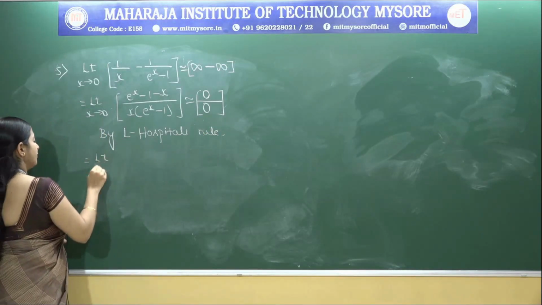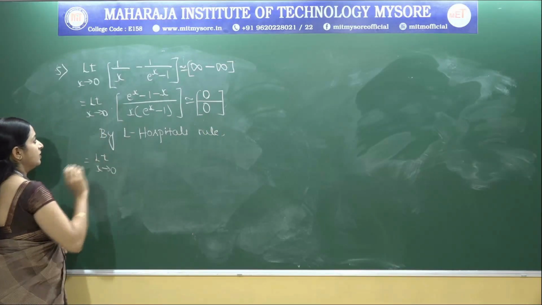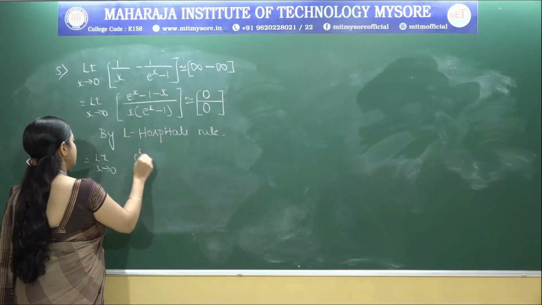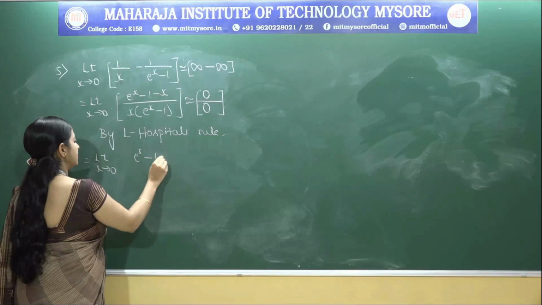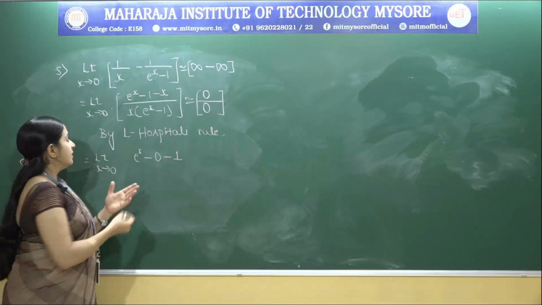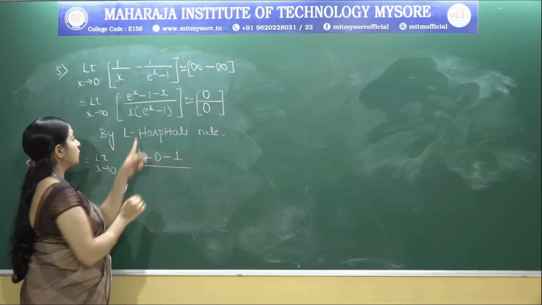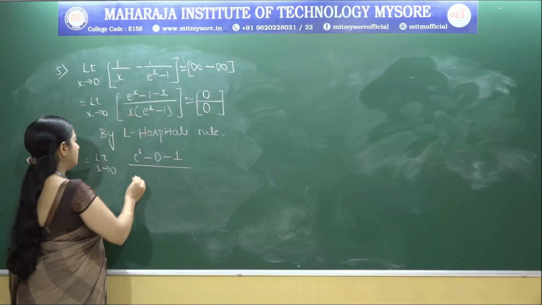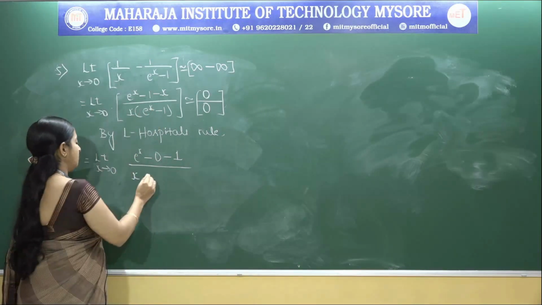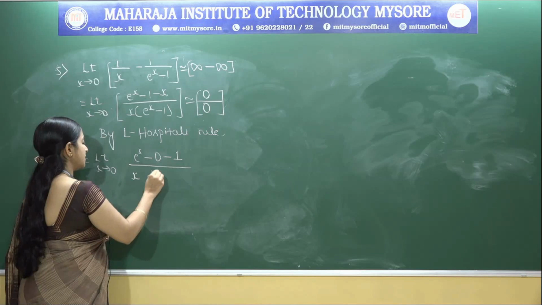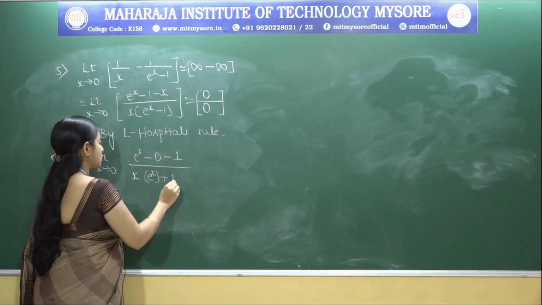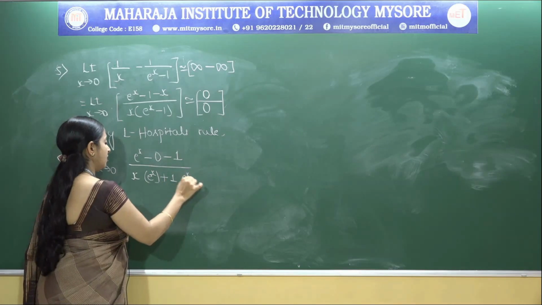The limit of x tends to 0, differentiation of e power x, you will get e power x, differentiation of 1 is 0, the x differentiation is 1. Next, apply the product rule. First term, keep the first term as it is, e power x differentiation, e power x, 1 differentiation is 0, plus x differentiation is 1.